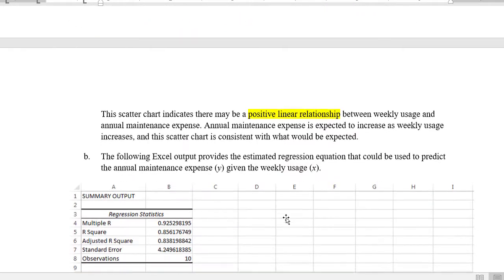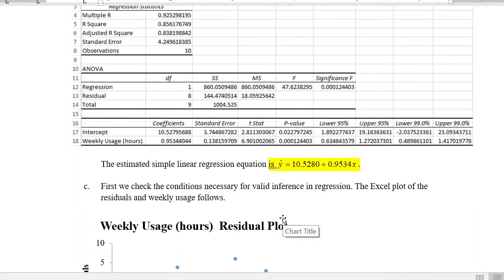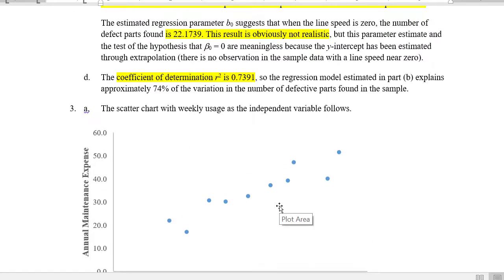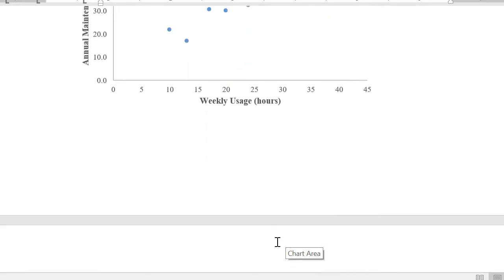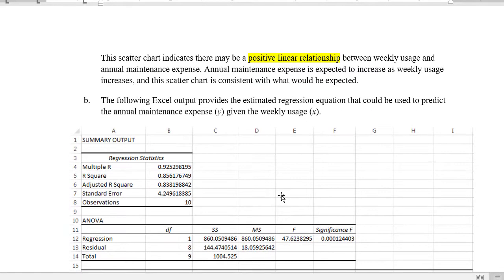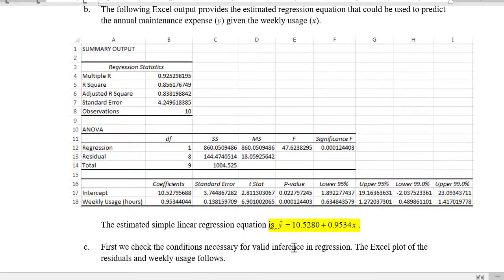Problem number 3, similar way of going about it. Here's the scatter plot. That's a positive linear relationship. That is, as x increases, the y increases. Here's the output. Again, I wanted you to write this regression equation. Again, the coefficient should be here.